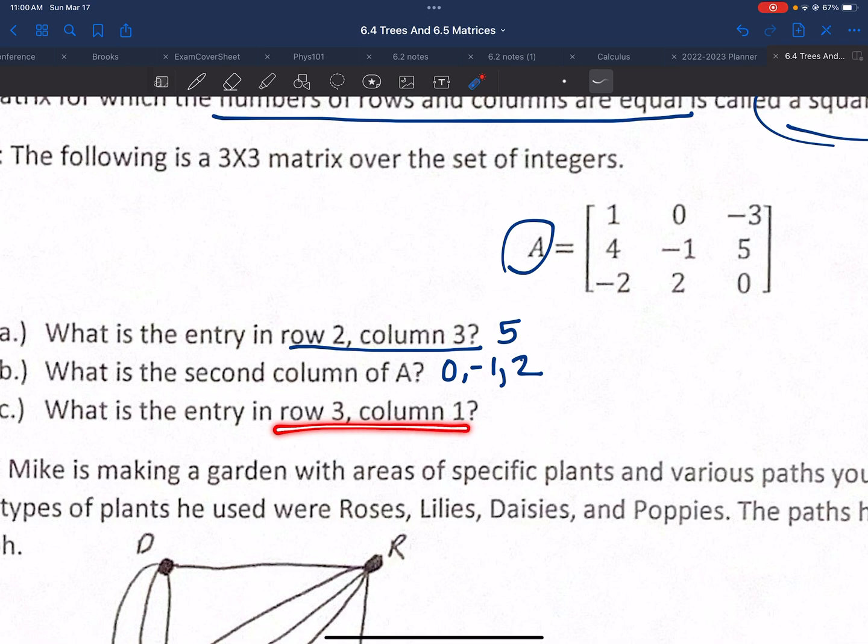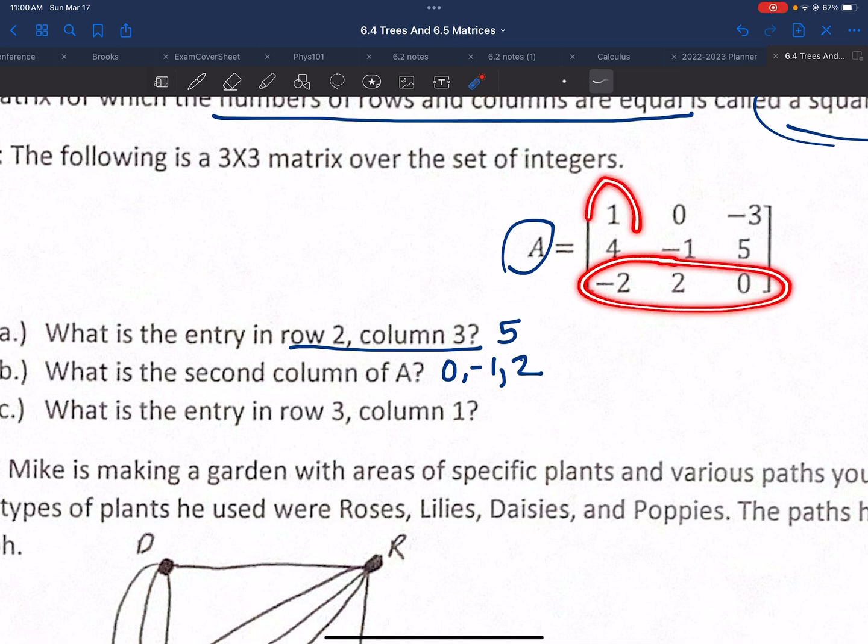Again, pause this video, see if you can determine what that is, and then we'll come back together. All right, row 3 is right here. Column 1 is right here. So where the two of those intersect is -2. So that's how we interpret a matrix.